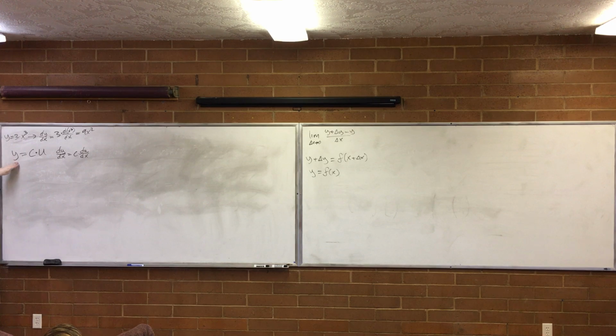So what we're saying is if you have y equals c times u, where u is a function of x, in other words, where u is equal to some function of x like x cubed. It's just some function of x.